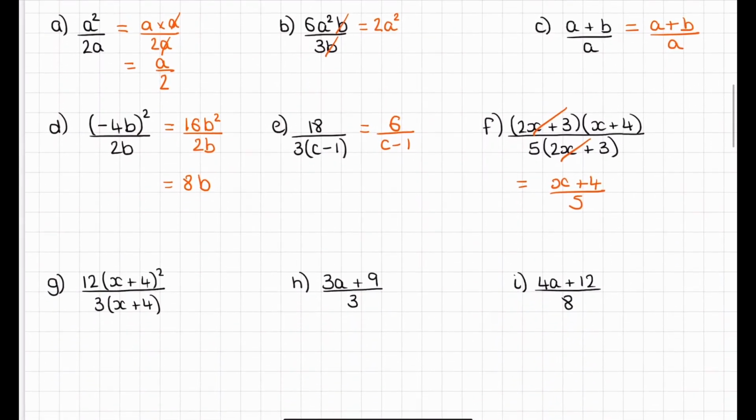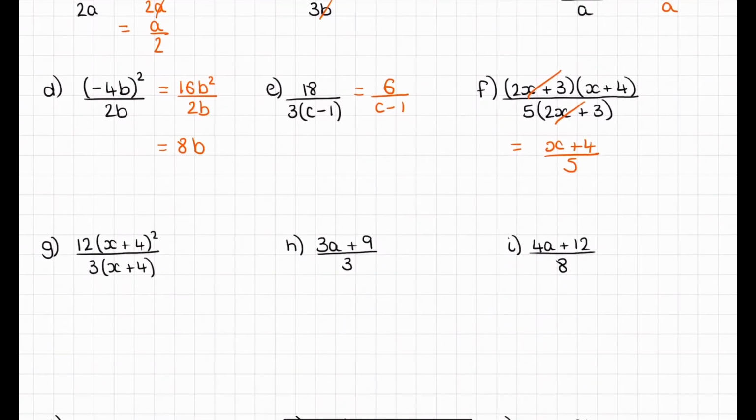Okay, next one's G. We have 12x plus 4 all squared divided by 3x plus 4. So with this, 12 divided by 3 we can do, which gives us 4. Now we've got an x plus 4 all squared at the top, an x plus 4 on the bottom. So there's one common between the top and the bottom. So we'll still have 1 x plus 4 left on the numerator of the fraction. So this one at the bottom here will cancel with one of those there on the numerator.